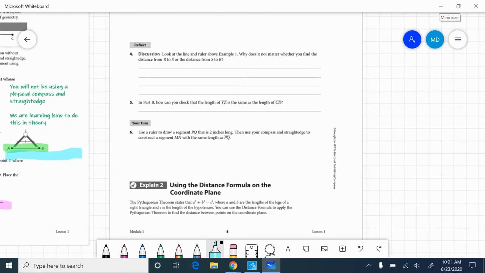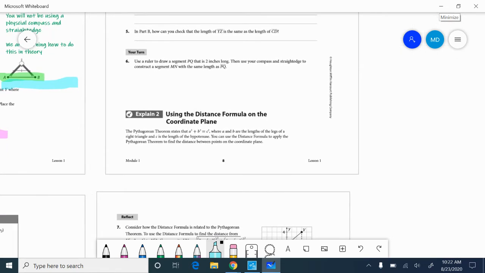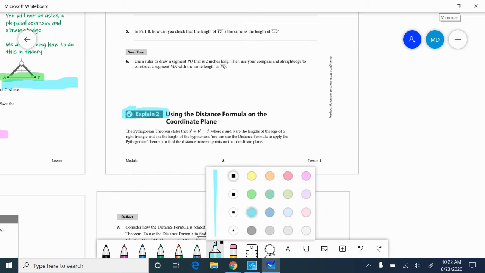We're going to come over to page 8, but we're going to skip all the way down to explain 2, okay? So we're moving on to using the distance formula on the coordinate plane. And we're going to talk about the Pythagorean theorem. So that should be familiar to you guys from last year and from 8th grade.